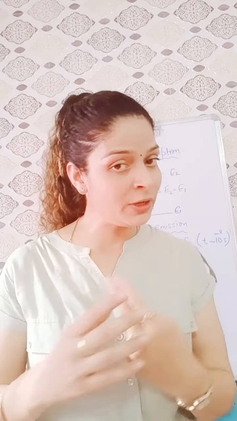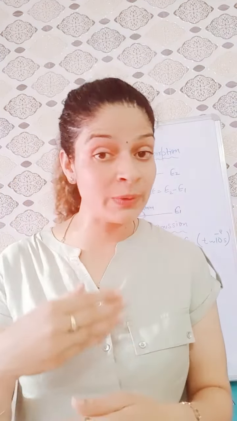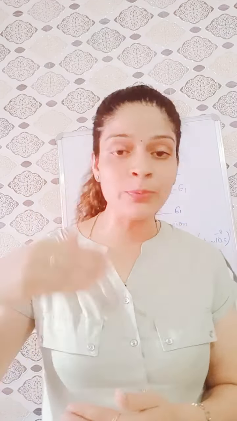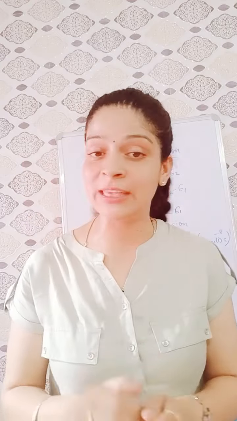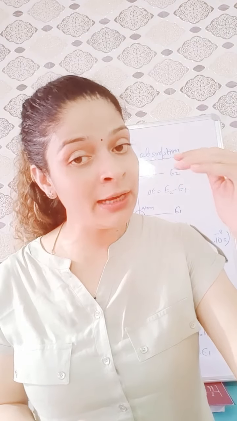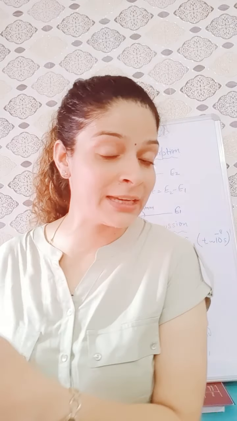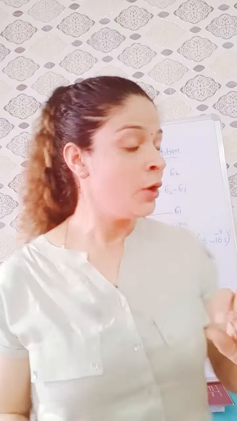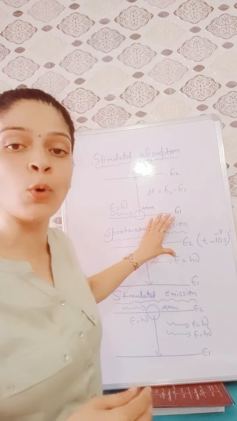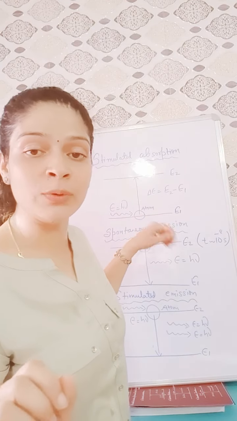So in the two phenomena we have studied, initially we considered the atom in the ground state. We provided a suitable energy to the atom due to which the atom jumped to the high energy state. This phenomenon is simply called stimulated absorption. Now when the atom reaches the high energy state, then after t equals 10 to the power minus 8 second, because this is the lifetime of the atom in the excited state, the atom will jump to the lower energy state with the emission of the same photon. This phenomenon is known as spontaneous emission because we haven't provided any energy in this phenomenon. That's why it is known as spontaneous emission.